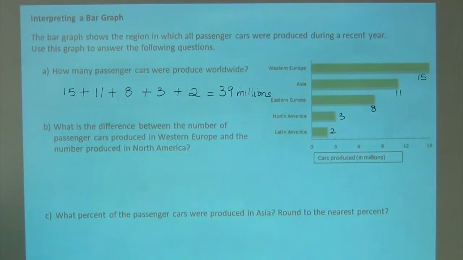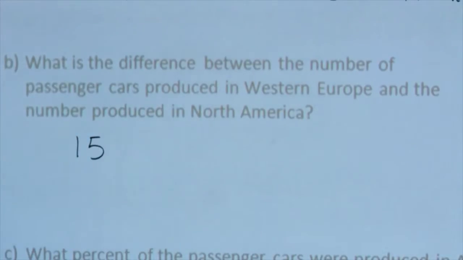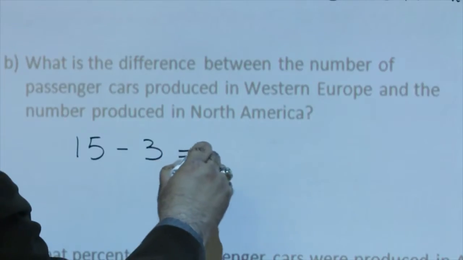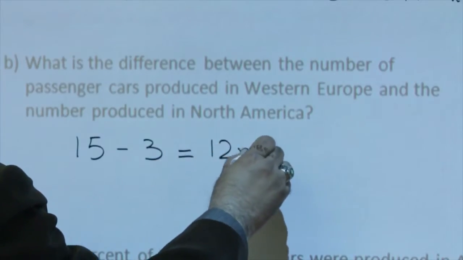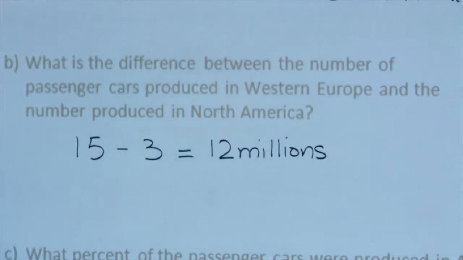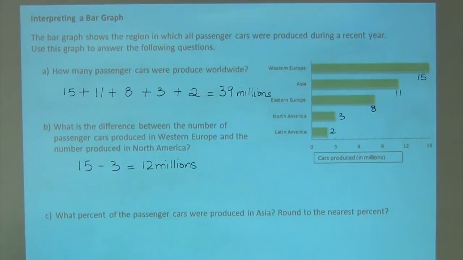The second question, what is the difference between the number of passenger cars produced in Western Europe and the number produced in North America? So, in Western Europe, what was the production? Western Europe produced 15 million cars. And in North America, 3 million were produced. So the difference is 12 million cars produced in Western Europe compared to North America.